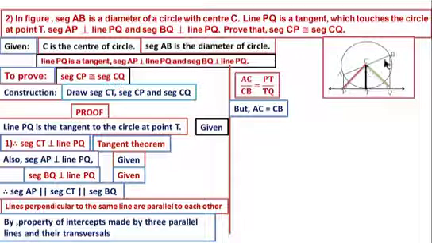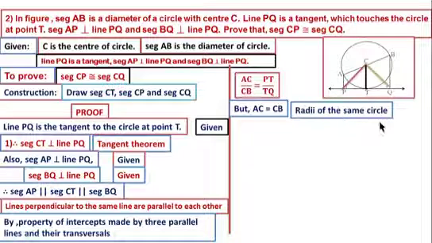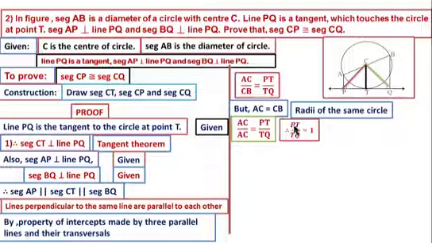AC is equal to CB, radii of the same circle. And therefore AC divided by AC is equal to PT divided by TQ. Therefore PT divided by TQ is equal to 1. Here AC gets cancelled, 1 remaining. Therefore, statement number 2, PT is equal to TQ.